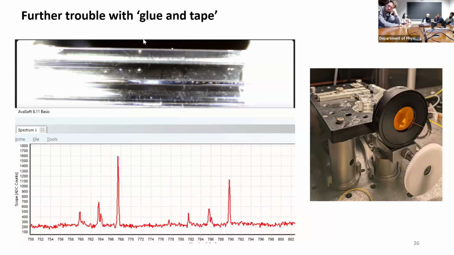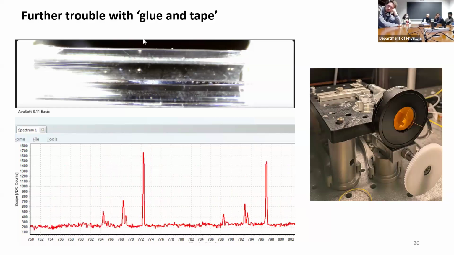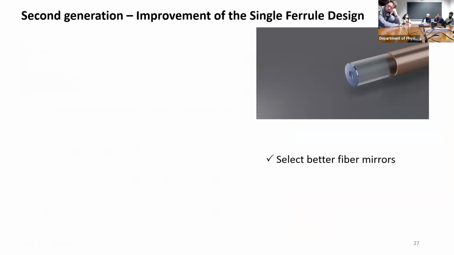So whatever we do next needs to be more precise. So we did a proof of concept, but what's next? Well, we have a second generation now. The first idea is to select better fiber mirrors. As you mentioned, we did not have good results with our current fiber mirrors, so select better fiber mirrors.